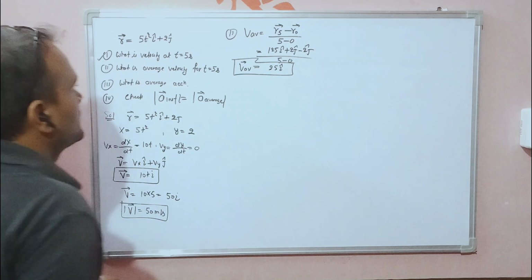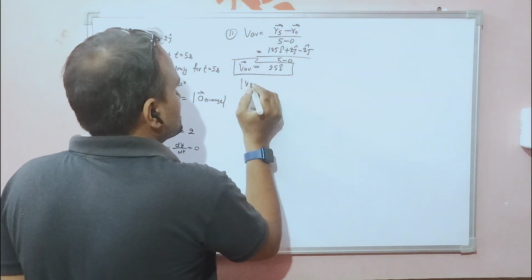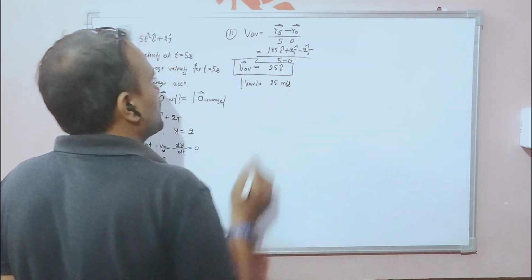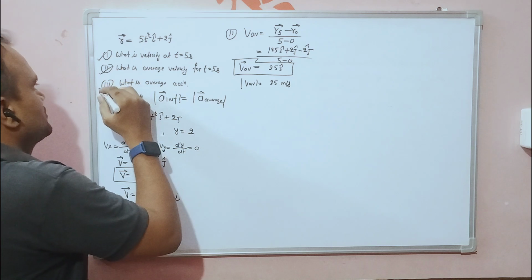Now what is the magnitude of this? Magnitude of this is simply 25 meter per second. Okay, so this is the solution of question number 2. Now let's see what is this question number 3.